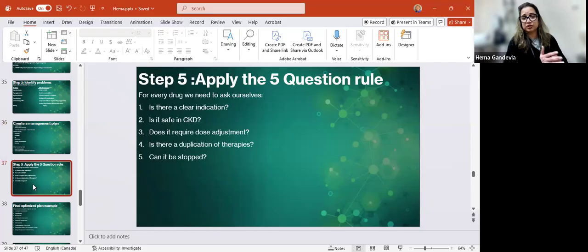We could apply the 5-question rule, not just for this patient with CKD, but to any patient that we encounter in our practice. So with him, we're going to apply these 5 rules. Is there a clear indication for each of his medications? Is it safe in his CKD? Are all the doses renally adjusted, and is his renal function monitored? Is there a duplication of therapies, and can it potentially be stopped?